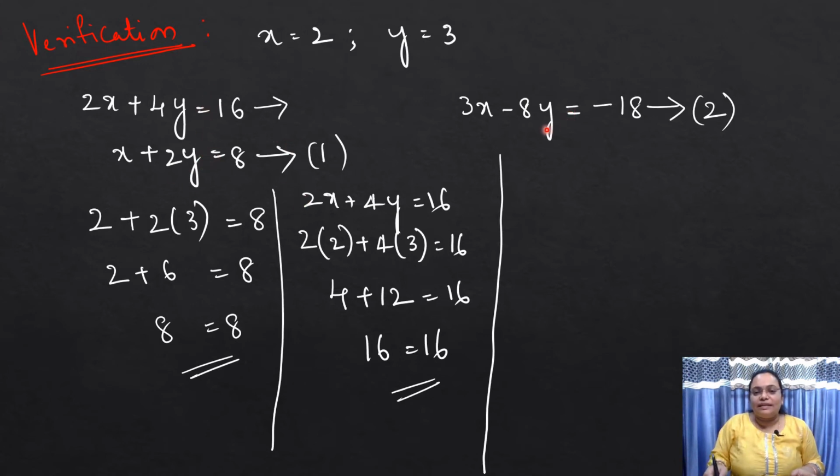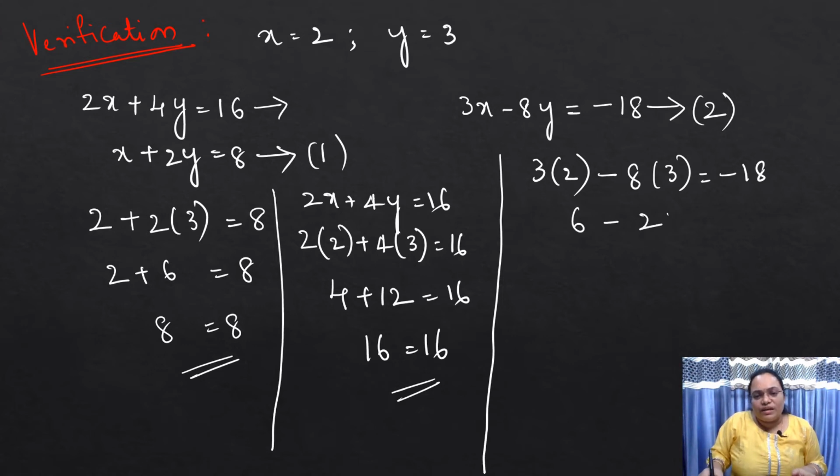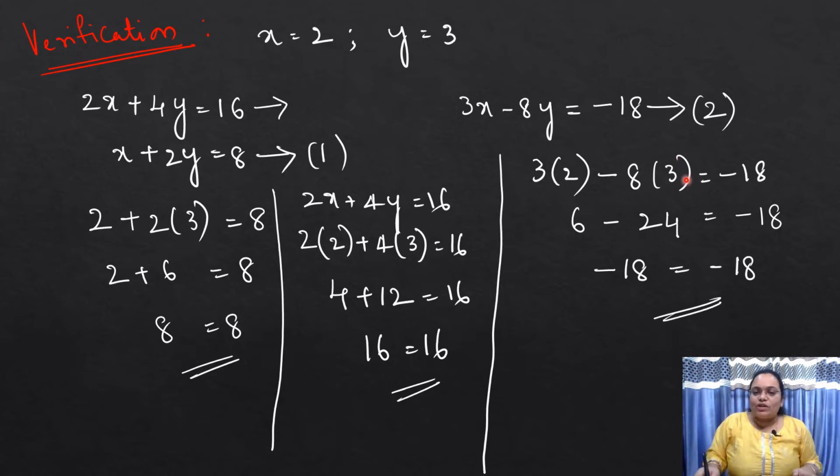Okay. Now let us see for the second equation. What is the x value? The x value is 2. 3 into 2 minus 8 into 3 is equal to minus 18. This is 6 minus 24 is equal to minus 18. 6 minus 24 is minus 18, which is equal to minus 18. Okay. So the second equation also satisfies on both sides.